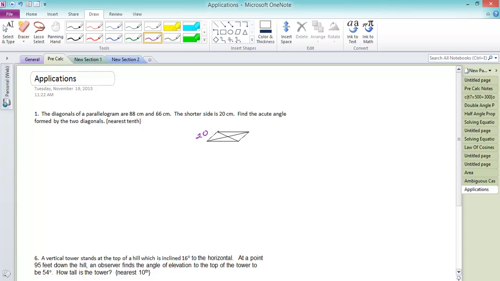And then I'm going to call this entire diagonal 66 centimeters, and this bigger diagonal we're going to make 88 centimeters. Okay, I'm going to go ahead and redraw a picture just so we have a nice picture to deal with. Over here we have our 20 centimeters all nice and blown up. And then we have this triangle, made from the short side and these guys. So this is the picture I just drew.